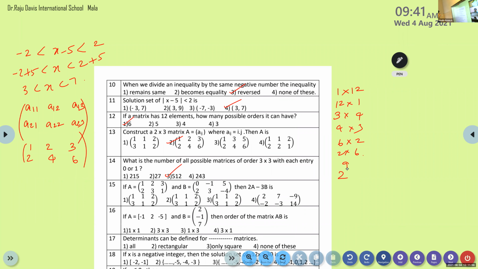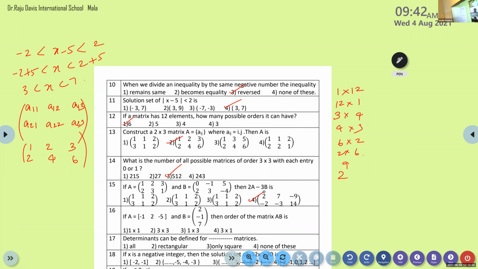What about the next one? 15th one. 2a minus 3b. What is the answer, children? Tell me the answer. Is it the 4th one? Is that the answer?